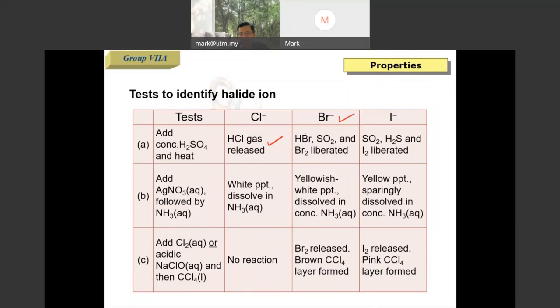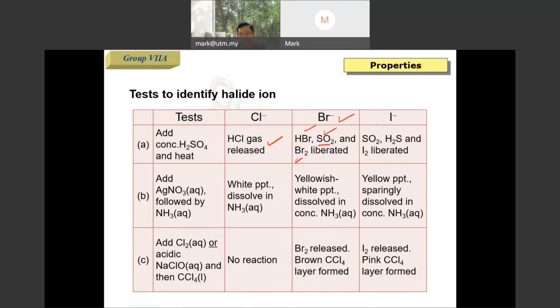For bromine, the hydrogen bromide, sulfur dioxide, and bromine gas will be liberated. So we can actually identify just by looking at it. We will see brown fumes, reddish brown fumes will be liberated. And you also get a pungent smell from the sulfur dioxide.